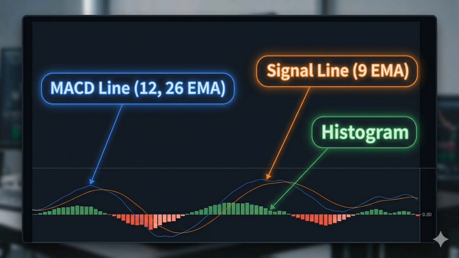Next, we have the signal line, often shown in red. This is a 9-period EMA of the MACD line itself. Think of it as the trigger.